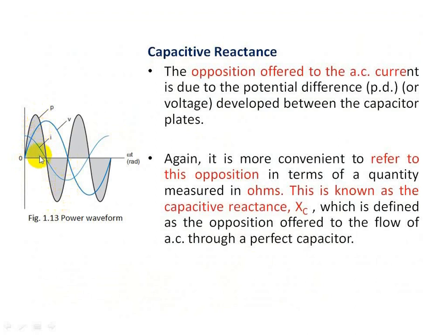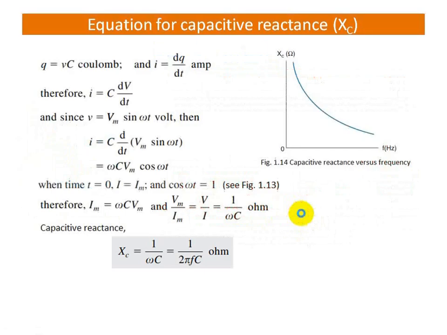In a capacitive circuit, the quantity which opposes the flow of current is called capacitive reactance. It is expressed in ohms and denoted by Xc. Let us see how to get the equation for Xc. Xc is 1 by omega C, that is, 1 by 2 pi f into C, where f is the supply frequency.